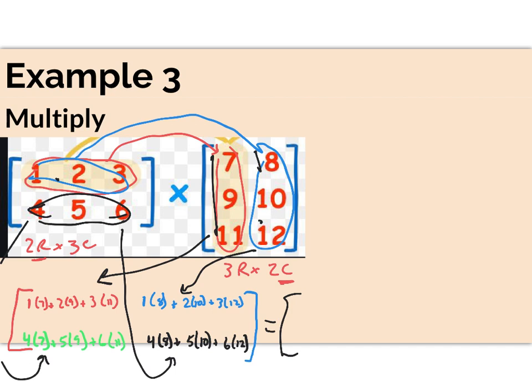So we get 7 plus 16 plus 33 in the top left. In the top right, we get 8 plus 20 plus 36. In the bottom left, we get 28 plus 45 plus 66. And on the bottom right, we get 32 plus 50 plus 72.